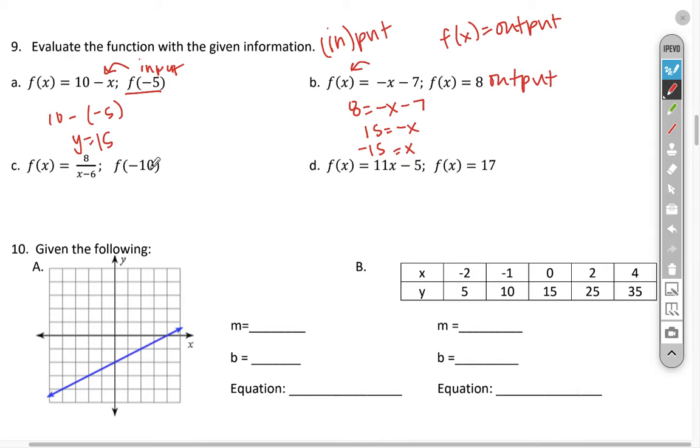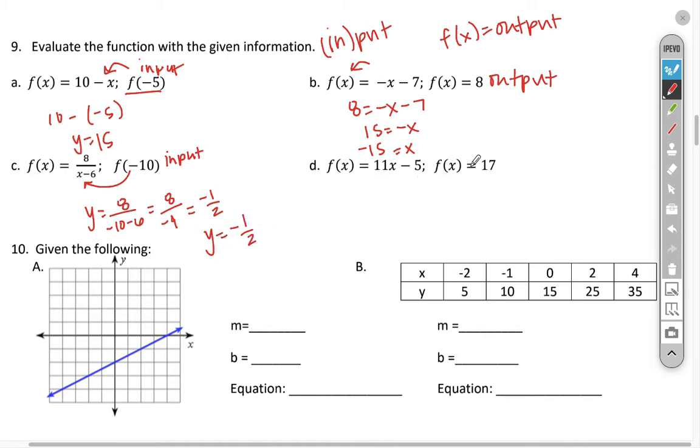For c, we have f of negative 10. This is an input. So once again, plugging in for x. So we're going to have y equals 8 over negative 10 minus 6. Negative 10 minus 6 is going to give us what? Negative 4. So we have 8 over negative 4, which reduces to negative 1/2. So y equals negative 1/2 is your answer.